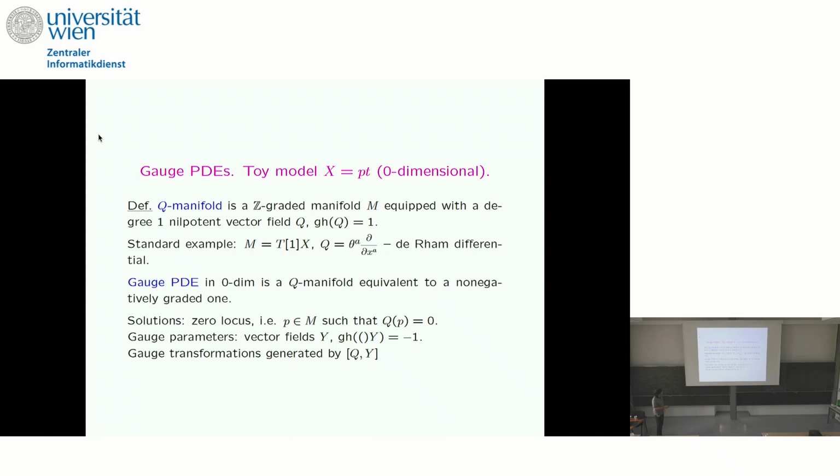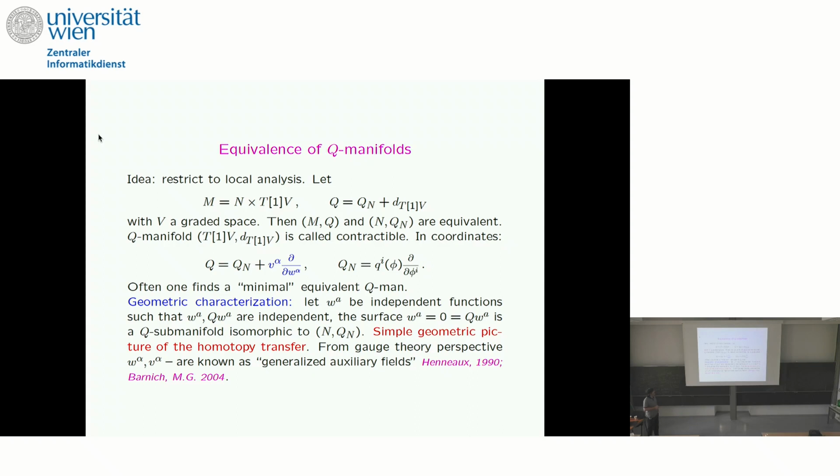Another important concept which makes these objects quite tricky is that, in fact, these gauge PDEs have a natural notion of equivalence, kind of quasi-isomorphism. And this we very well know in physics, because we know that a gauge theory can always be extended, for instance, by adding pure gauge degrees of freedom or something like this, without changing the physical content. So how can it be formalized in this setup? The idea is very simple.